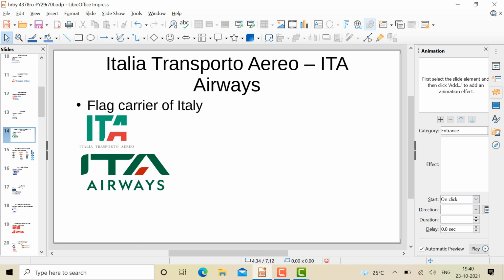So ITA Airways' first logo had the colors of the flag of Italy until 2021, with the name Italia Transporto Aereo over it. After it was launched and became the flag carrier of Italy, ITA Airways' livery was changed. The name Italia Transporto Aereo was removed and Airways changed. The letters ITA, the font style, were completely changed, as you can see.